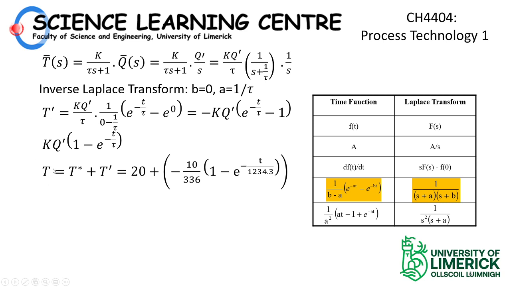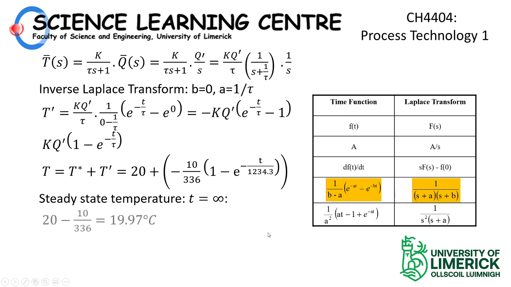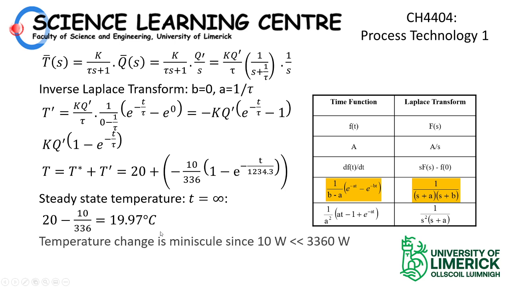Let's calculate the temperature itself, which is equal to T star plus T prime, so we essentially add 20 to this equation. Now I'm plugging in numbers, so q prime is minus 10 and k is 1 over 336, and we have this equation. In the next slide we will look at how this equation looks on a graph, but for the time being let's calculate the steady state temperature by plugging in infinity for t. So e to the minus infinity is 0, so this whole thing cancels out, so it's 20 minus 10 over 336, which is 19.97. Our heater has an output of 336 watts. That's what we calculated on the first slide. Reducing that by 10 watts will not really make a big difference. The difference made is 0.03 degrees Celsius.